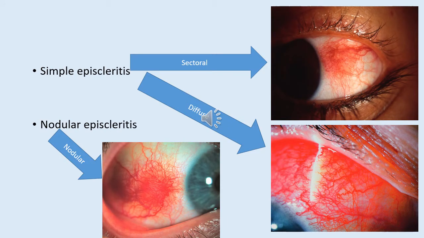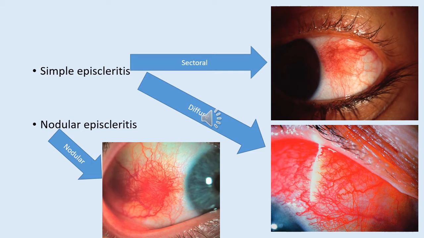Episcleritis can be classified into simple episcleritis or nodular episcleritis. As you see in this image, it is the simple type. It will be either sectoral or diffuse. Simple episcleritis accounts for 75% of the cases, while the nodular type presents in about 25% of cases. It tends to affect females, but has a less acute onset and more prolonged course than the simple variant. Usually patients with simple or nodular episcleritis present with redness and discomfort.